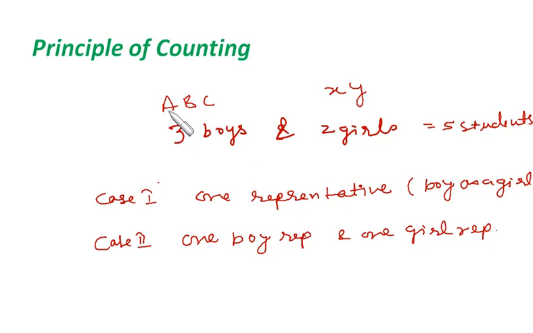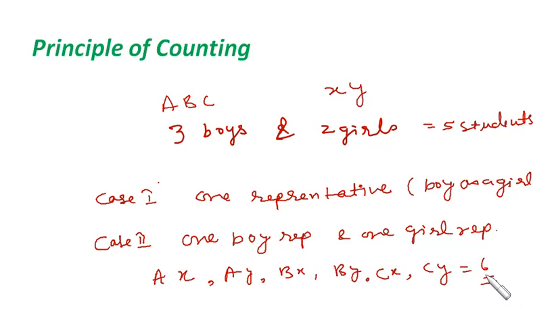See, boy A, girl X. So AX, then AY, then BX, BY, then CX, and then CY. So how many options are there? 1, 2, 3, 4, 5, 6. So we have 6 choices, or I can say 6 combinations of representatives where one is a boy and the other is a girl. Now here in this case, how do I get the 6? It's these 3 into these 2, right? 3 into 2. So 3 into 2 is 6. So this is the principle of multiplication.